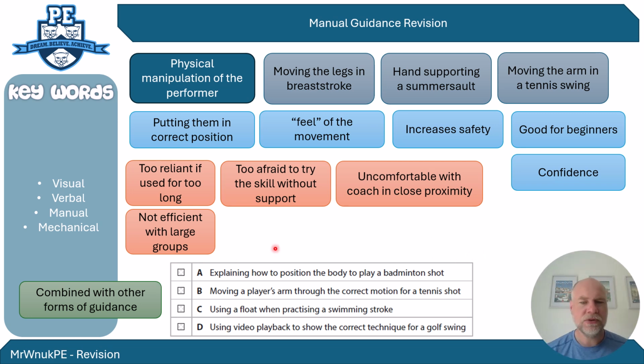Now, I've just put in here a multiple choice exam question, because that sometimes comes up where you've got to identify what type of guidance is happening. So which of these would be manual guidance? You've got: explaining how to position the body in a badminton shot, which is where you can pause the video and have a go at this yourself; moving the player's arm through the correct motion of the tennis shot; using a float when practicing the swimming stroke; and using video feedback to show correct technique. Each of them has one type of guidance, and it would be worthwhile revising and adding these definitions to your repertoire. But the one we're looking at for manual guidance is moving the player's arm through the correct motion of a tennis shot.